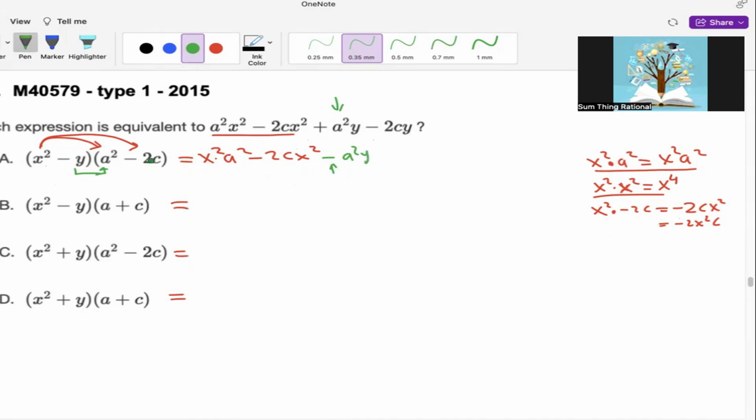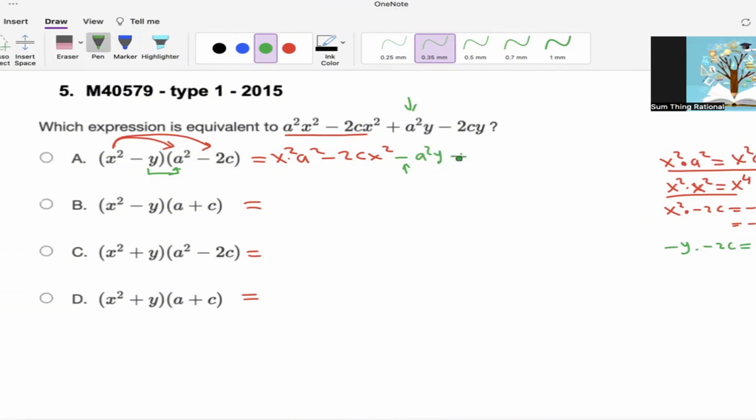So negative y and negative 2c multiplication. Since both of them are negative, we will have 2cy as the answer. So 2cy is also not matching here. There is a problem here. Because of that, I will not opt for this option. I say no, I couldn't get the same answer. Okay, let's continue with the second one.